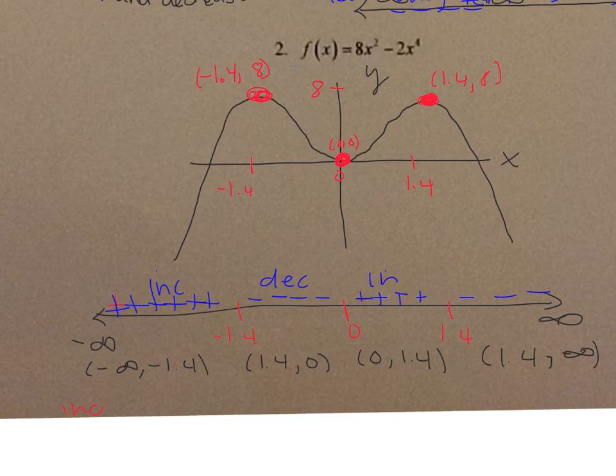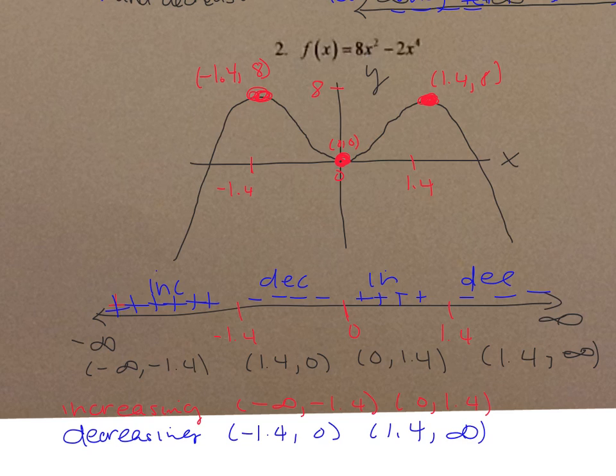So it's increasing. It's increasing from negative infinity to -1.4. And it's also increasing from 0 to 1.4. It's decreasing from -1.4 to 0. And it's also decreasing, forgot to label that one, from 1.4 to infinity.